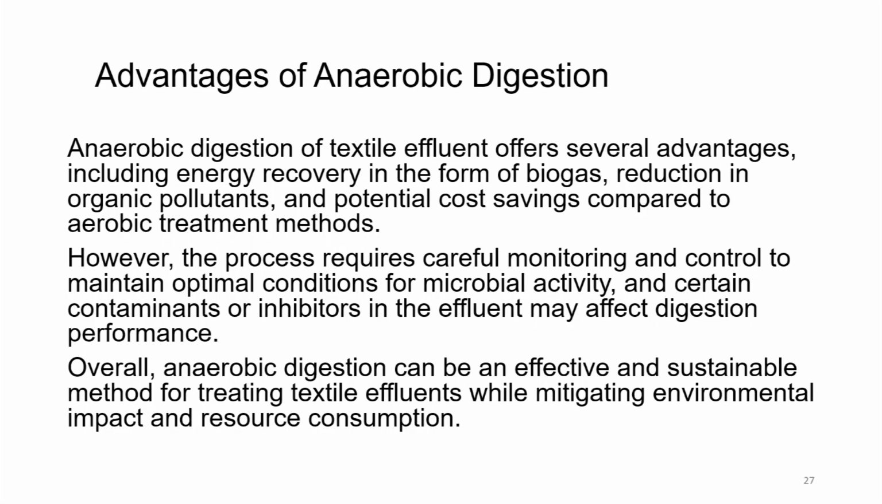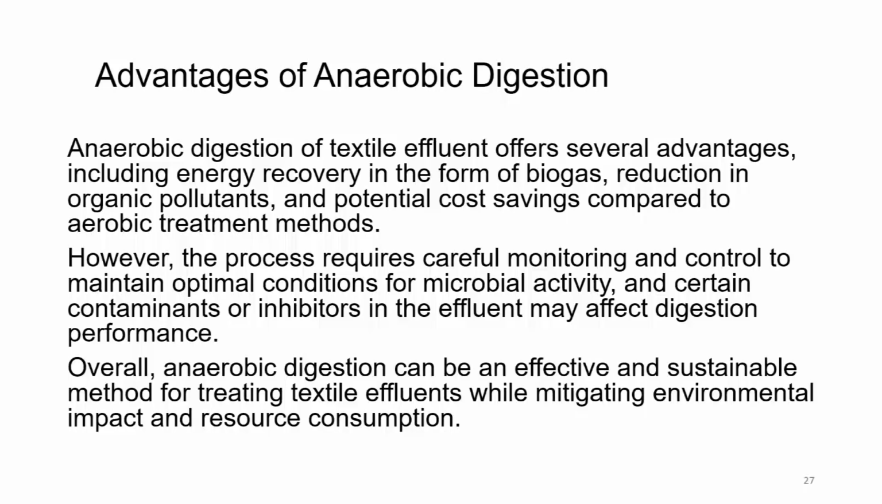However, the process requires careful monitoring and control to maintain optimal conditions for microbial activity, because if the microbial activity has to thrive, then the atmosphere and the parameters have to be congenial for that, and certain contaminants or inhibitors in the effluent may affect digestion performance. So, it is possible that if one or two contaminants are such that they will kill the microbes, then the whole process will not go further.